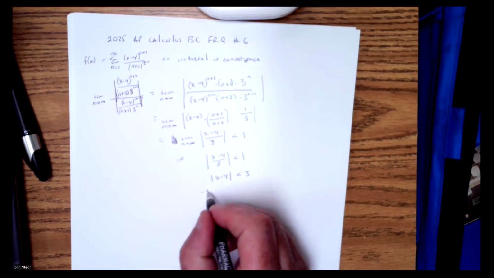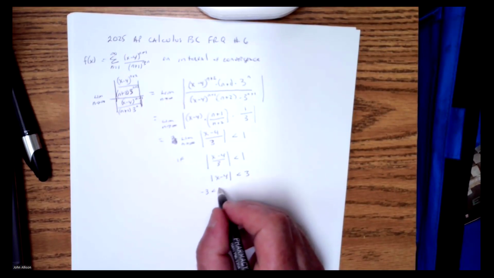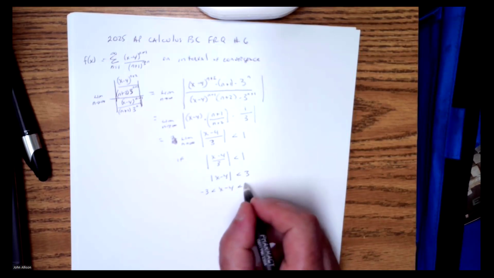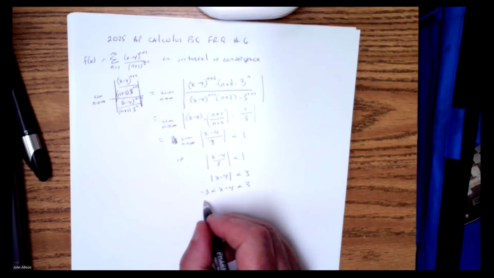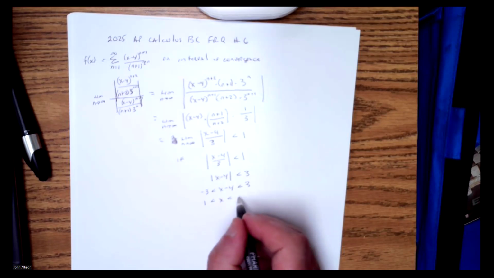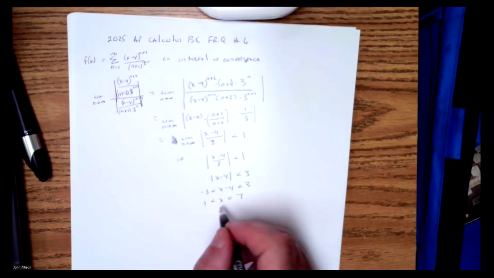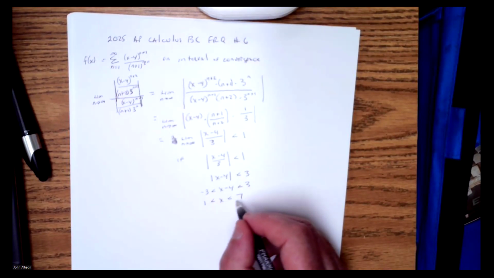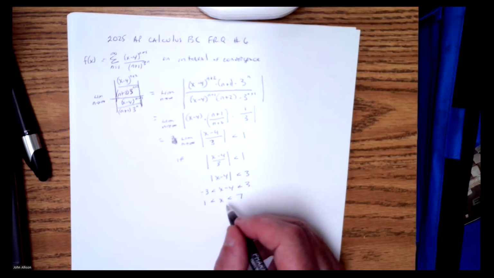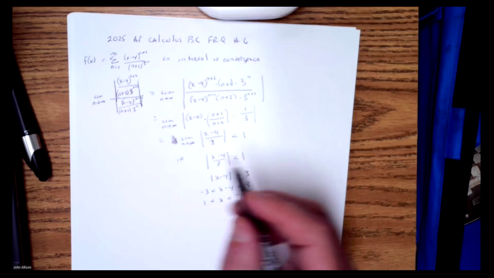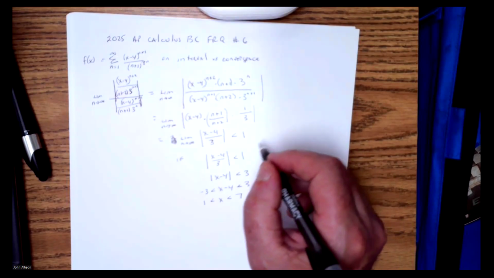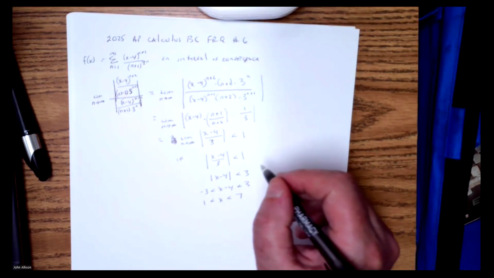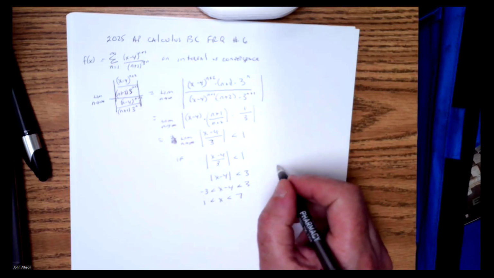All right, so that means negative 3 less than x minus 4 less than 3. That means 1 less than x less than 7. So the radius of convergence is going to be 3. And now we need to test to see if that limit is true at the endpoints.